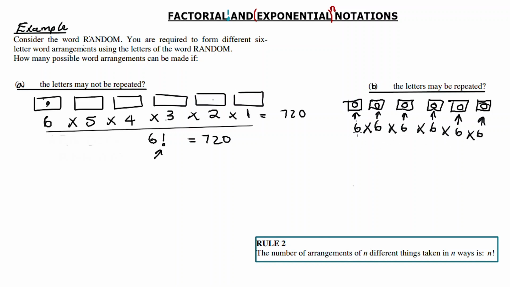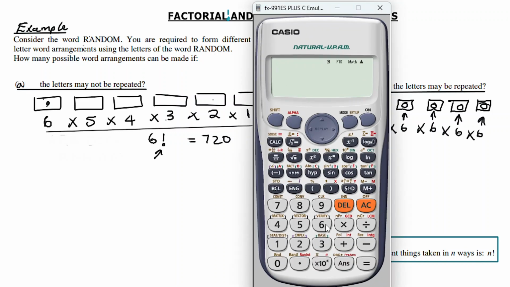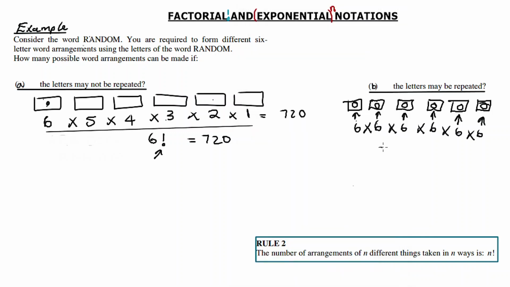Let's number this. 6 times 6 times 6 times 6 times 6 times 6. Okay, so I will 6 times 6 times 6 times 6 times 6. 1 2 3 4 5 times 6. Now I answer it to 46,656. So our answer is 46,656.